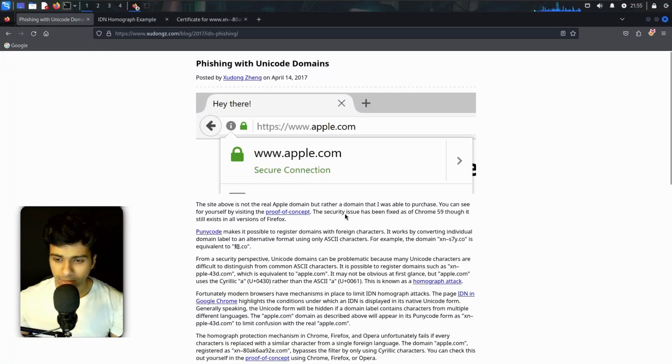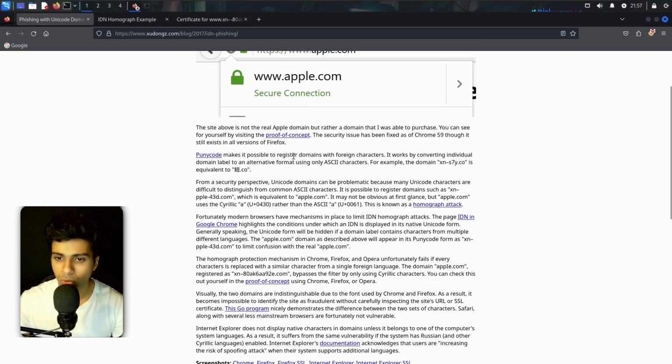If we go back to the article, the author says that the security issue has been fixed as of Chrome 59, though it still exists in all versions of Firefox. So this article was written in 2017. It's 2024 and this issue still exists in Firefox.